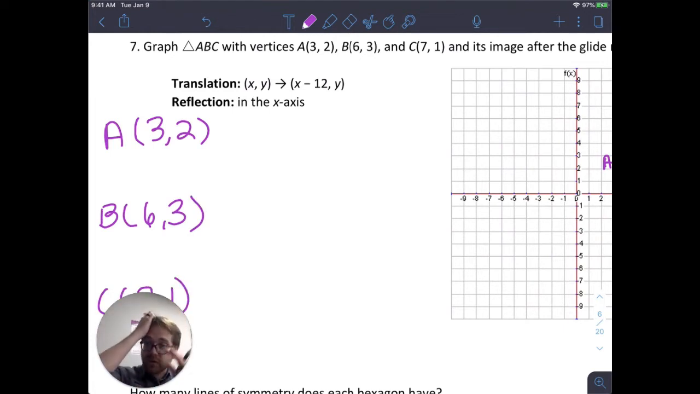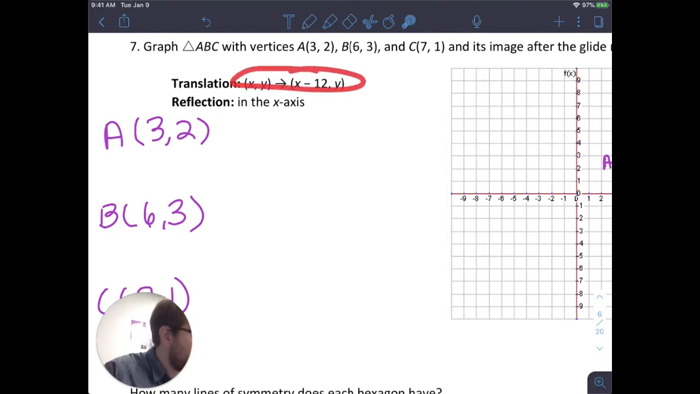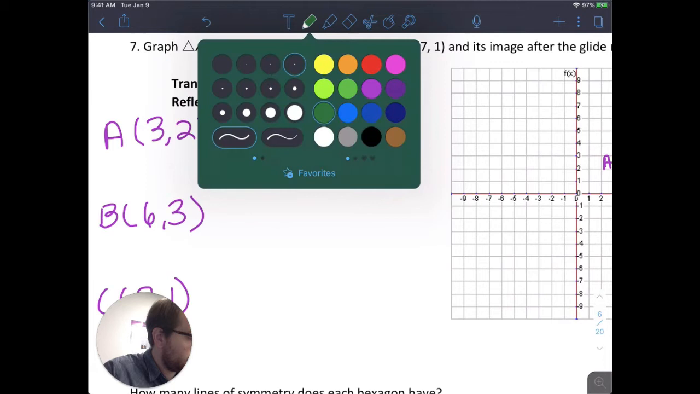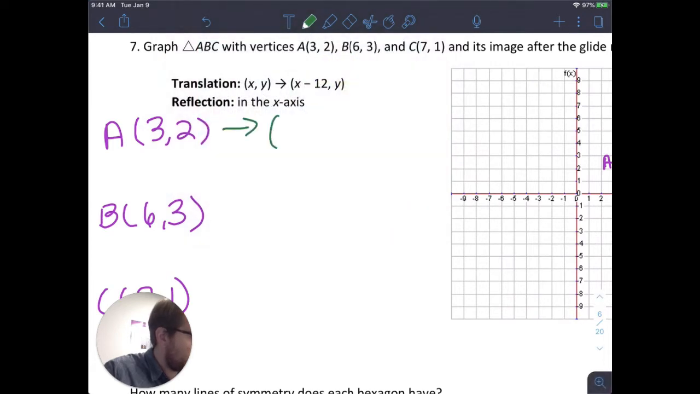And we're going to first translate all of them, and we can see our translation rule right here that's moving all of the points 12 to the left, and it's not moving them up or down at all. So all of the x values should be moved 12 to the left, and then there's nothing happening to the y values. So what that means is that when we translate, we can subtract 12 from each of the x values. Okay, subtract 12 from each of the x values. That's what this rule is telling us to do.